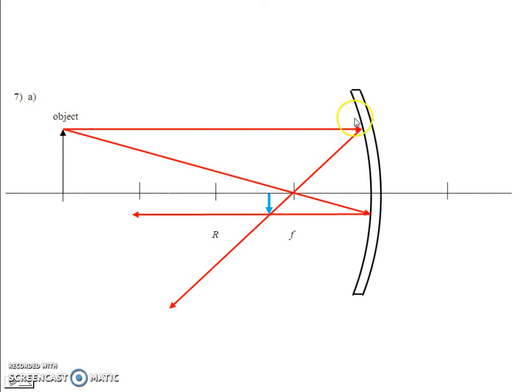So we have our parallel ray of light. It's going to reflect through the focal point. I've done the focal ray here. It goes through the focal point on this side, and it comes back parallel. They meet over here. Of course, you could have done the central ray if you'd like to. Remember, how do we do that?